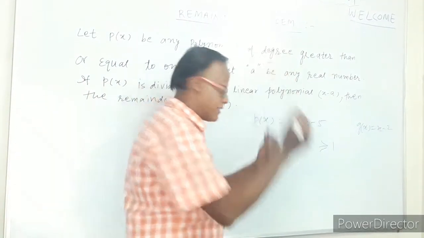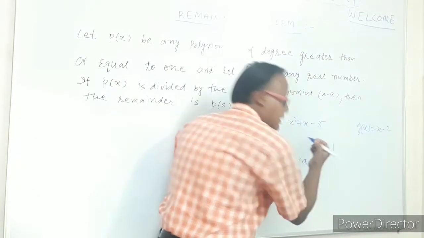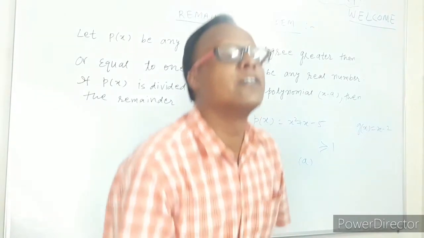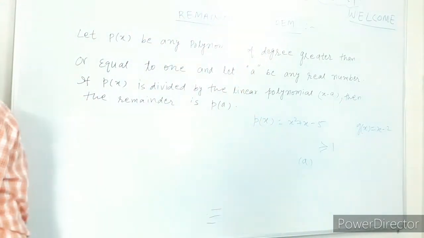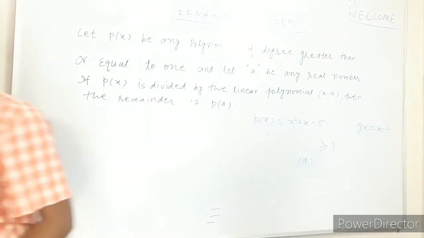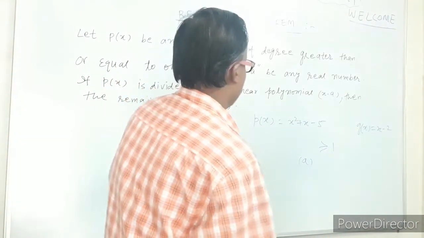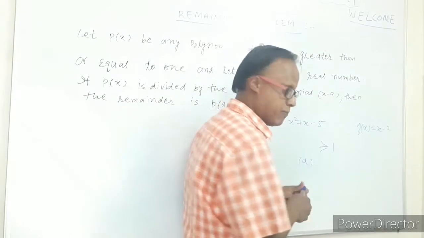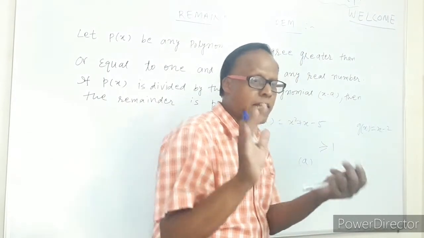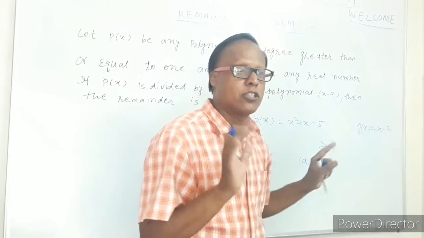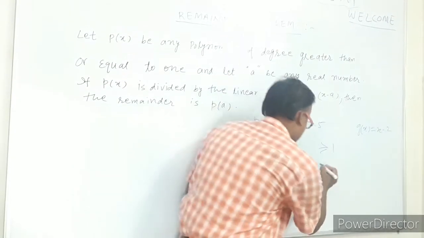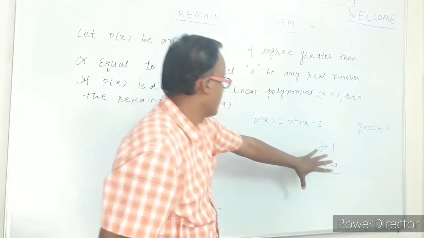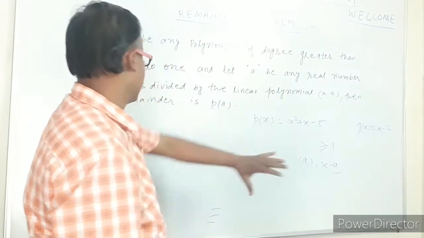And then we let a be any real number. Then x minus a is another polynomial. We will write the statement, I am explaining. The statement is already written on the board and in your book also.